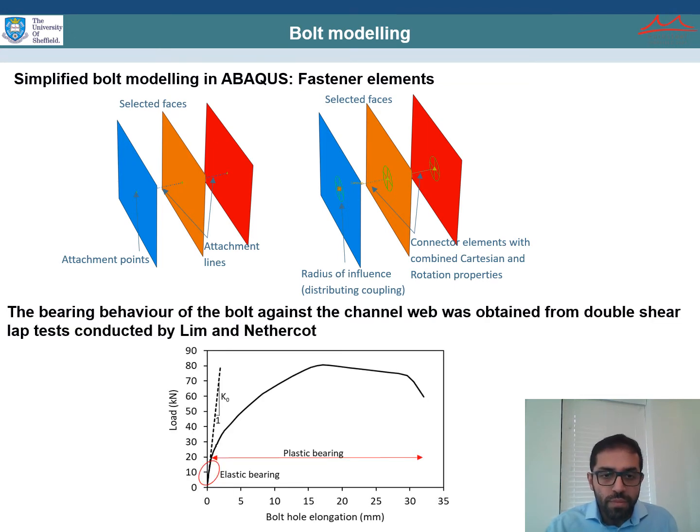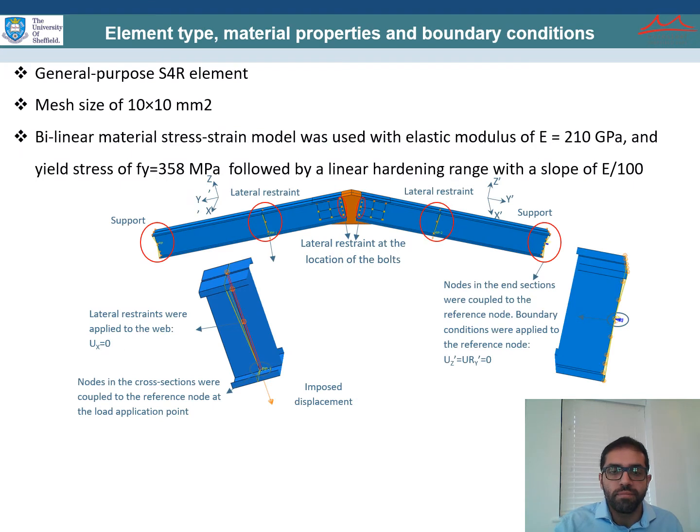It means that we define the relationship between the relative displacement and relative rotation of the connected plates. The bearing behavior of the bolts against the channel web was obtained from double shear lap tests conducted by Lim and Nethercutt. As you can see in the figure, the load and the initial stiffness of the load elongation was incorporated as elastic bearing, and the rest of the data was incorporated as plastic bearing into the Abaqus model. This load elongation defines the relationship between the relative displacement and rotation of the connected plates.